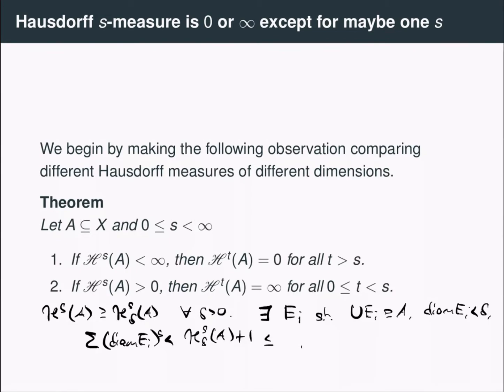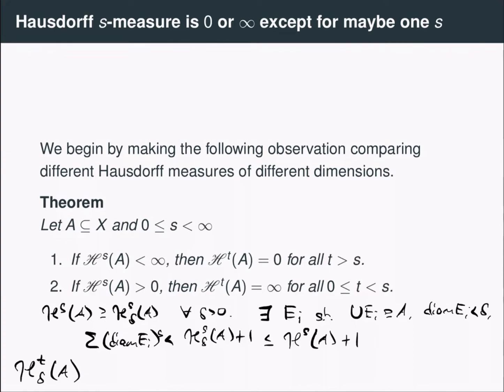And furthermore, by the above inequality, this is at most H^s of A plus 1. So these sets E_i depend on the number delta. Now if we want to estimate the H^t_delta measure of A, we can use this same covering. This is a delta covering. We have a collection of sets E_i that cover A of diameters less than delta.